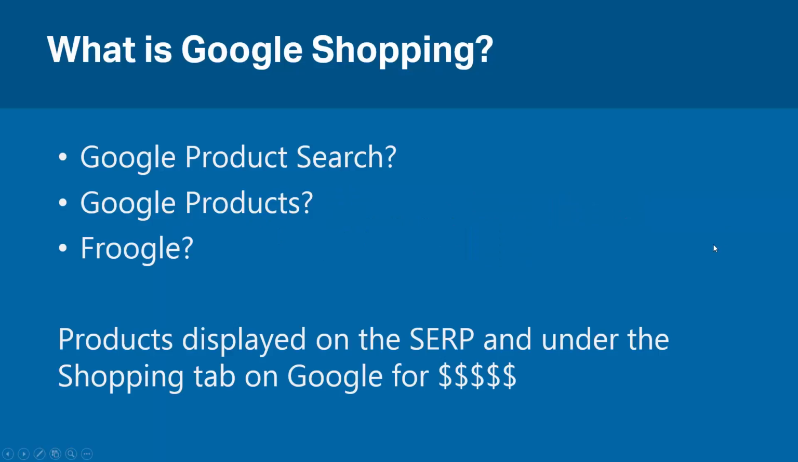So first of all, what is Google Shopping? Well, you may have heard of things like Google Product Search or Google Products, or even back in the day, Froogle. Well, Google Shopping is the modern day word for all of these things that Google once had. But simply put, it's products that are going to be displayed on the search engine results page on Google and under the shopping tab on Google. But let's remember that this is all for money. So this is another way to pay per click.